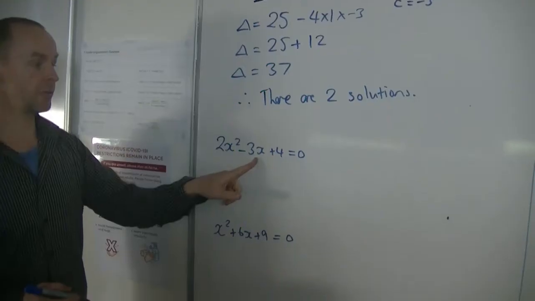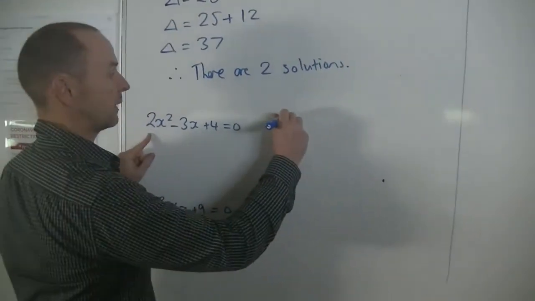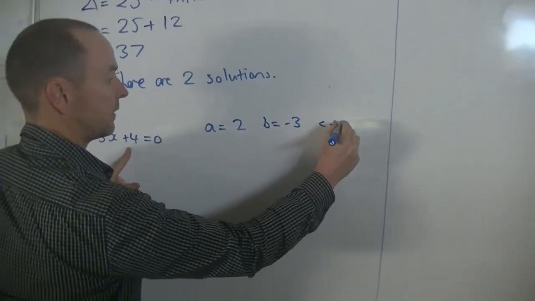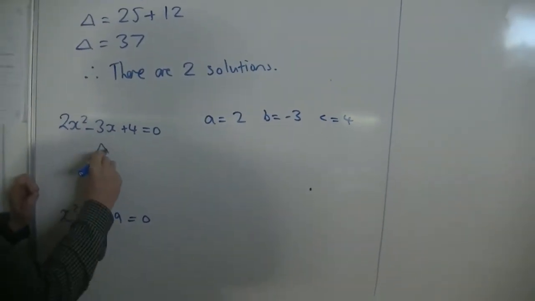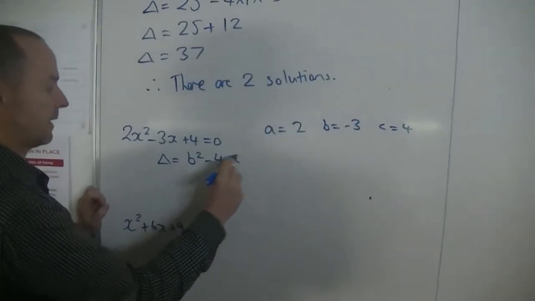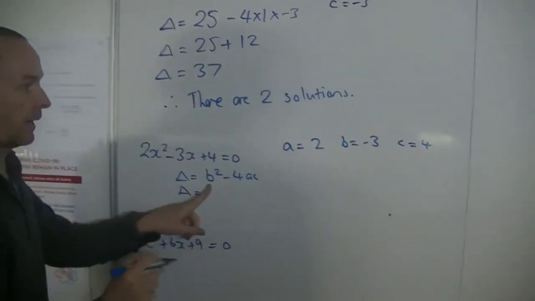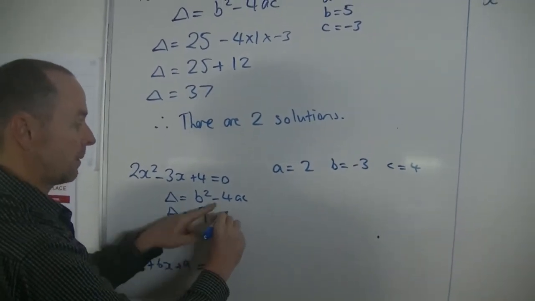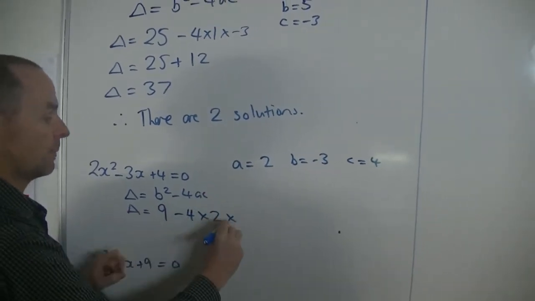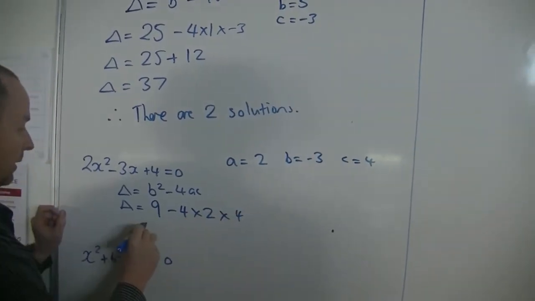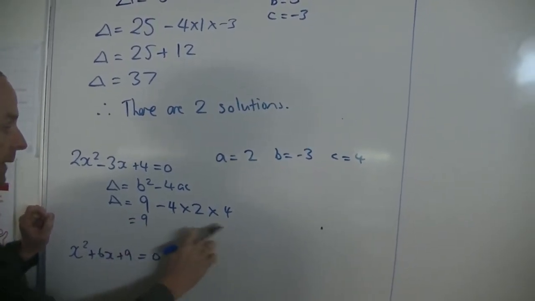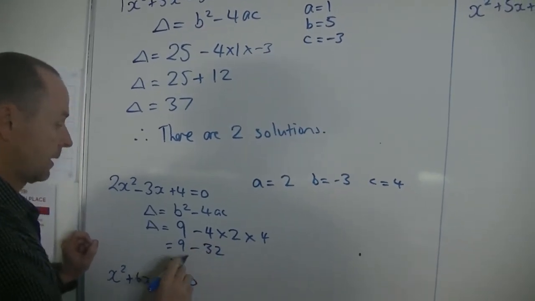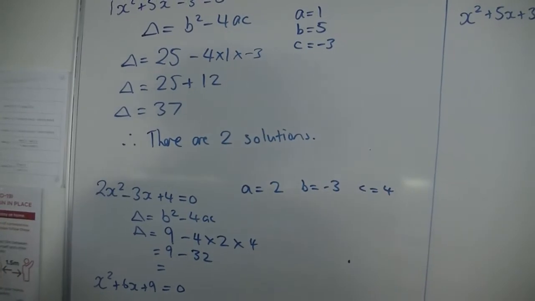2x squared minus 3x plus 4 equals 0. So again, I'll start off: a is equal to 2, b is equal to negative 3, and c is equal to 4. Write down the discriminant is b squared minus 4ac. Running out of room here, but that's okay. B squared, be careful, negative 3 squared is positive 9. Now we've got minus 4 times a, which is 2, times c, which is 4. So 9, and there's only one negative, so it's a negative. 4 2s are 8, 4 8s are 32. So 9 minus 32, what's that everyone?